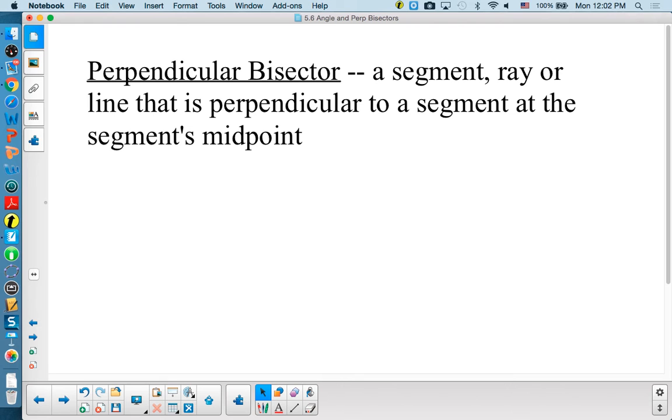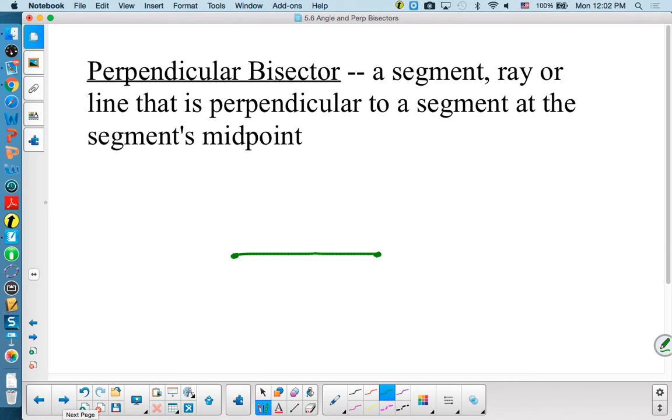Okay, a perpendicular bisector. We have dealt with the term bisect, like a midpoint cutting in half. We've also dealt with the term perpendicular, meaning that you're forming a 90-degree angle. Now this puts both of those together. So pause and write the notes. Then draw a diagram that goes with it. A perpendicular bisector is a segment, ray, or line that's perpendicular to a segment at the segment's midpoint. Maybe I should have written in there the explanation of perpendicular, but you should know that by now.